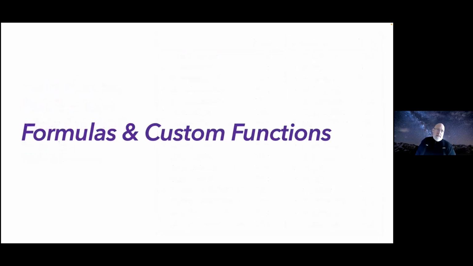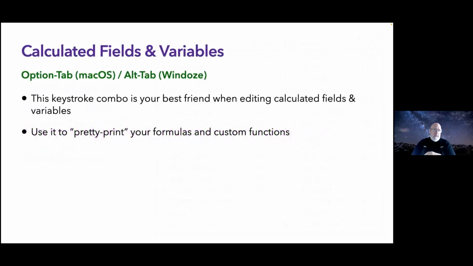So let's look at formulas and custom functions. The Option tab on a Macintosh or the Alt tab on Windows is your best friend when you're editing calculated fields. You use that to indent your formulas and your statements so that they pretty print. And it is remarkable how few FileMaker developers who have been at it for 20+ years know that keystroke.